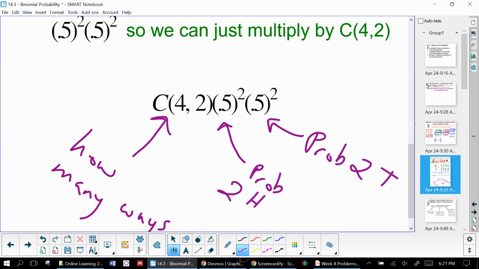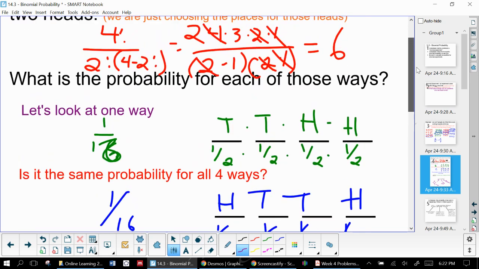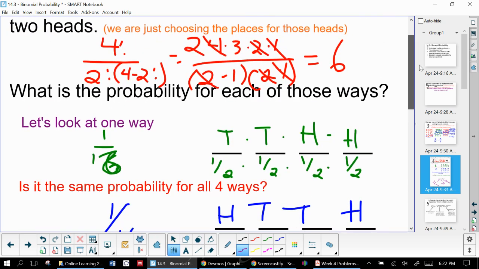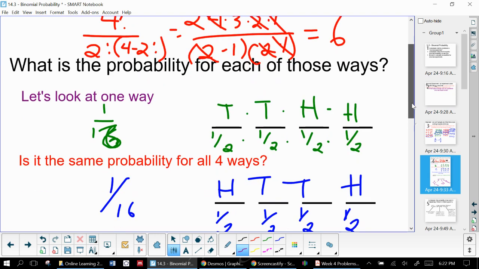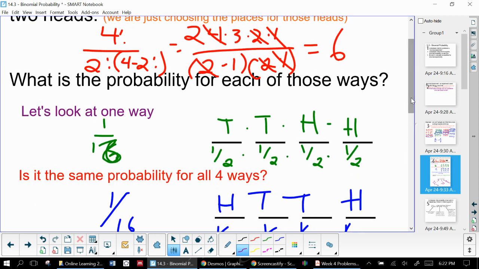But where this gets really nice is what happens if we have something like a cheating coin, a coin that doesn't have a 50-50% chance. So let's go back and let's just say that the probability of getting a heads was actually 60%, and the probability of getting a tails then would only be 40%. So what we could do there then is just replace these.